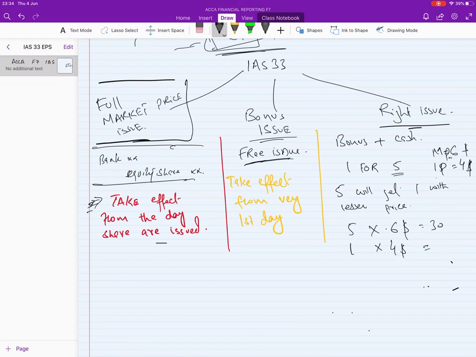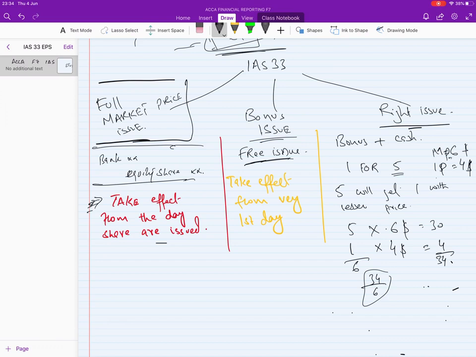So what is the total cost? 30 plus 4 is 34, and 5 plus 1, how many shares? 6 shares. So if you divide 34 divided by 6, okay, we will discuss this theoretical rights price later.